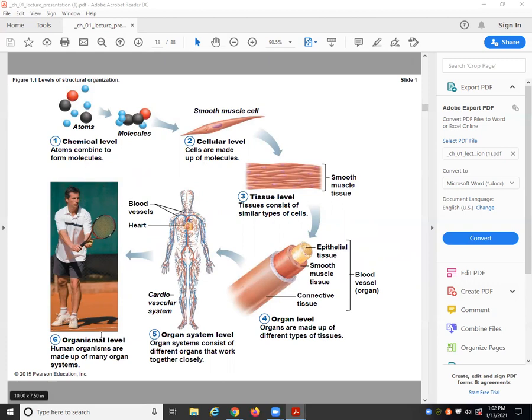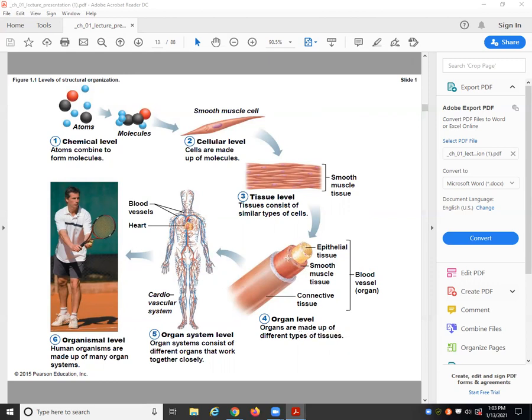So again, the organismal level, human organisms are made up of different organ systems. Here's one organ system, cardiovascular system. It's the organ system level. Organ systems are made up of different organs that work together. So this is the organ level, okay? So this is a blood vessel. It's made up of different tissues like connective tissue, smooth muscle tissue, and epithelial tissue, which we'll learn about those later, all right?